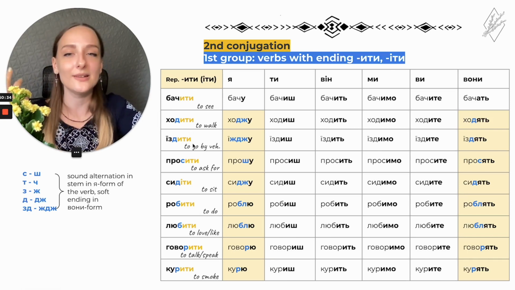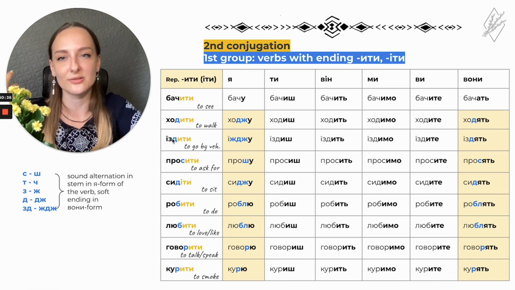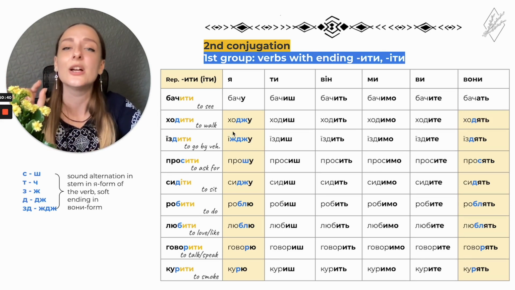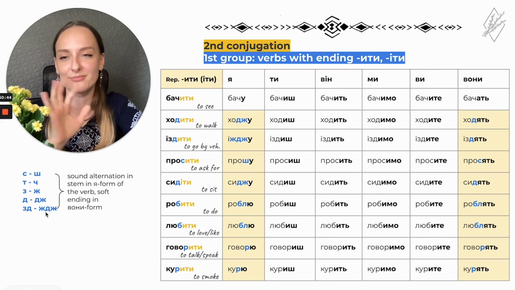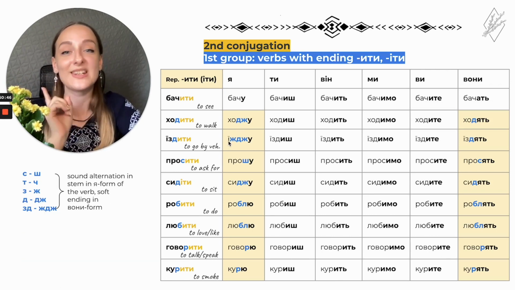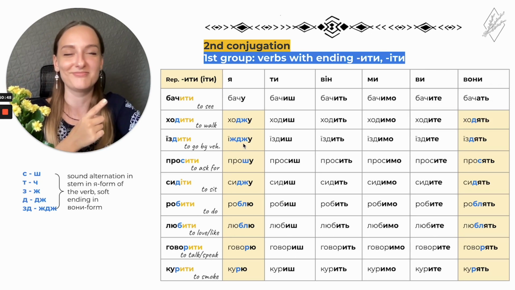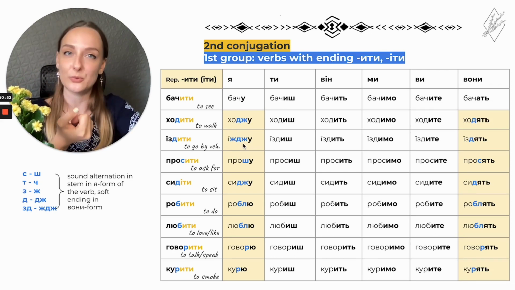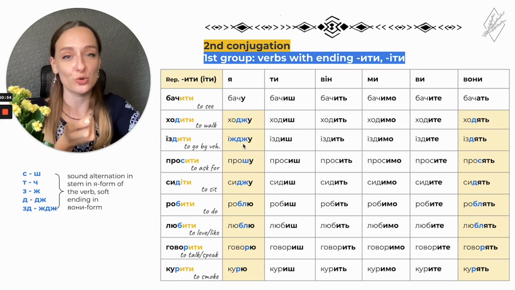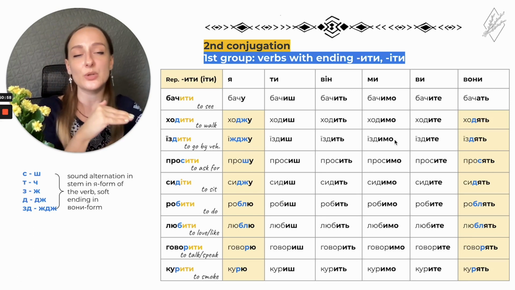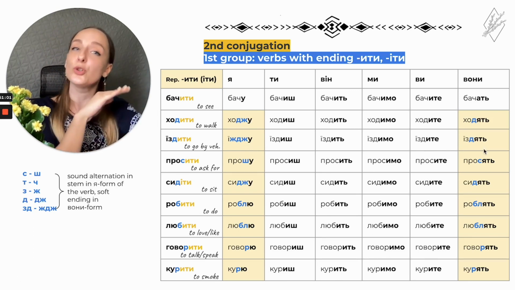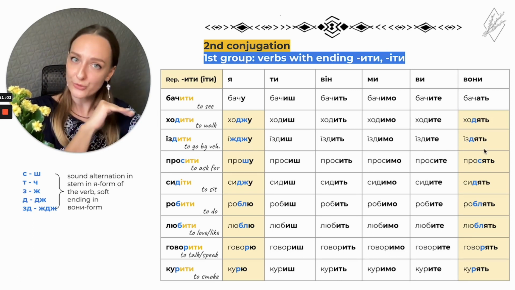The next one, їздити. Here we have zd. I didn't mark letter z, but it's ending zd. So zd we replace with ждж. Я їжджу. I know it sounds a little bit strange for you, but this is how it works. Я їжджу. But other forms are regular. Ти їздиш, він їздить, ми їздимо, ви їздите, вони їздять. Soft, they form.